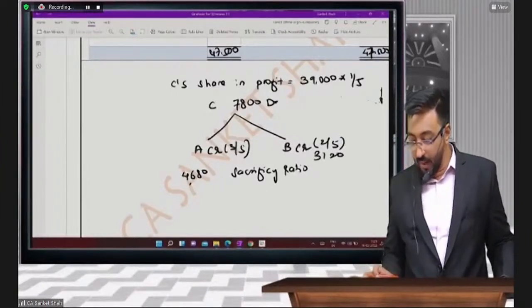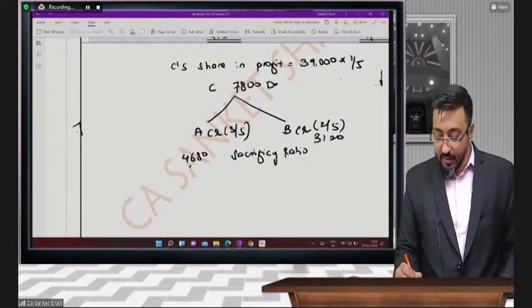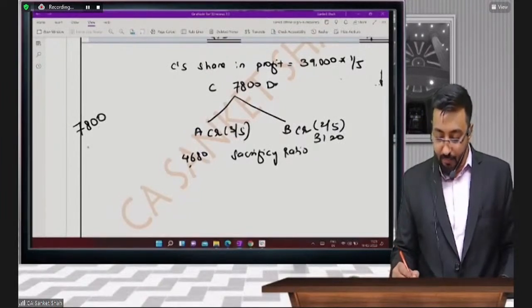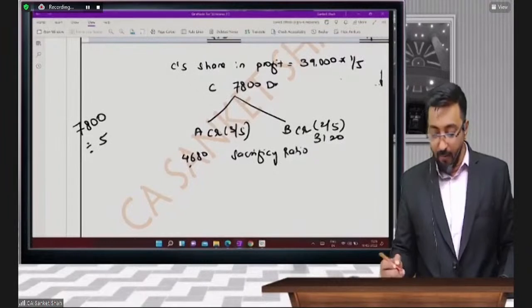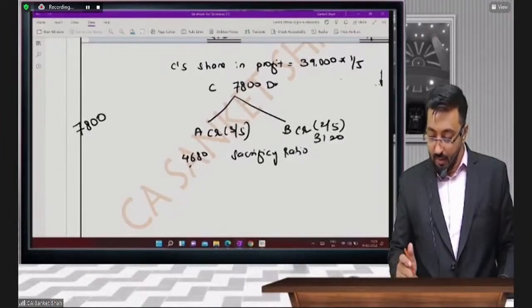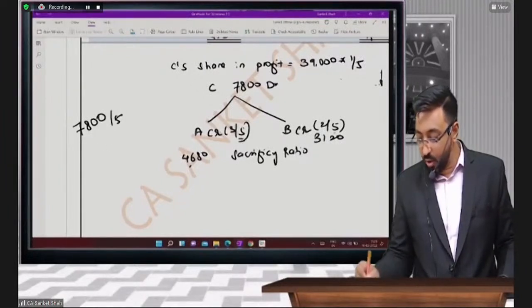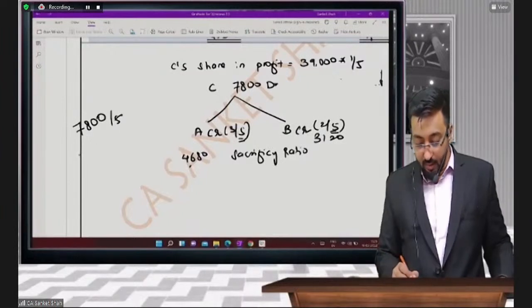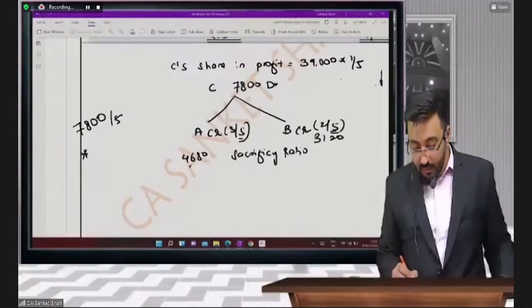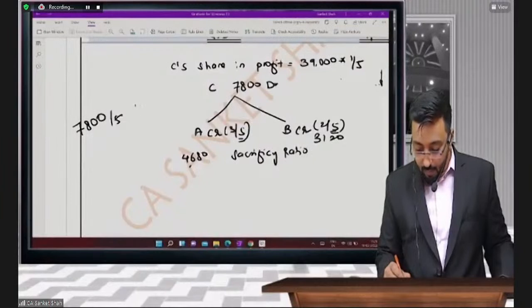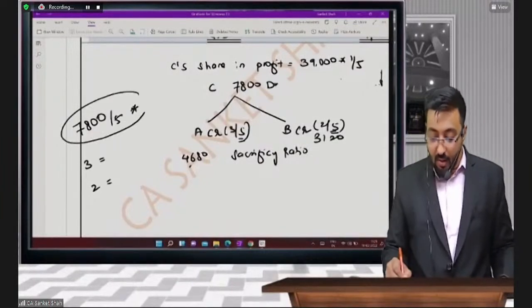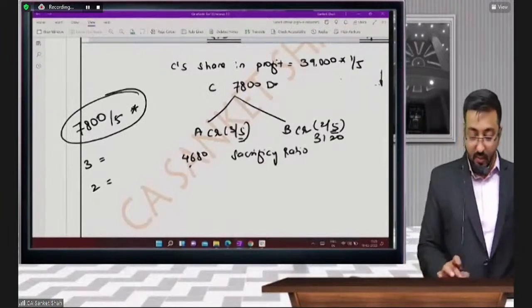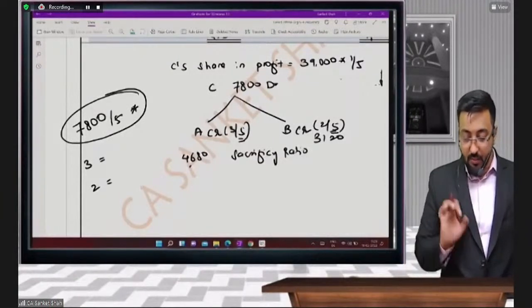Yes, beta, I will tell you the shortcut for how to divide 7,800 by 5. Because 5 is common in both, so take it common. Into first 3, then calci can retain this: 7,800 divided by 5 into 3 is equal to, and just press 2 is equal to.